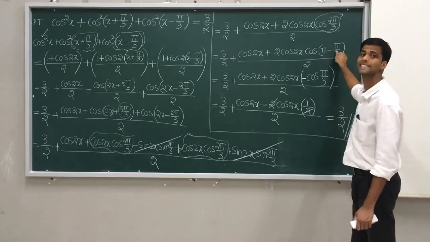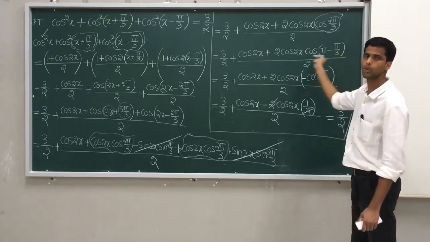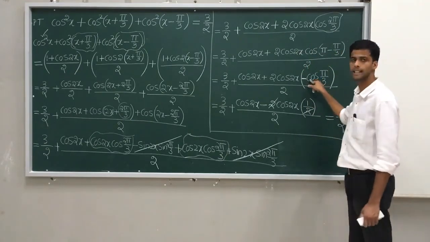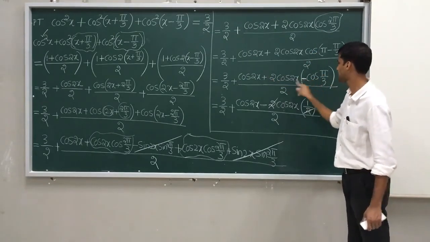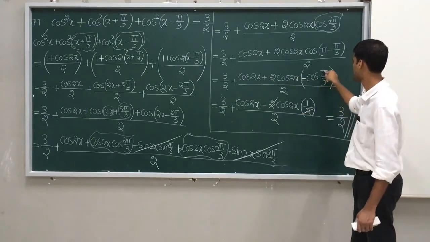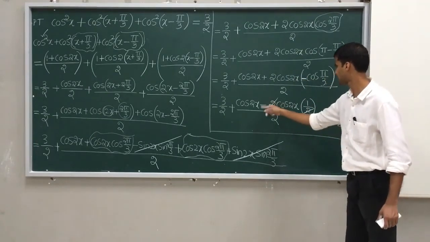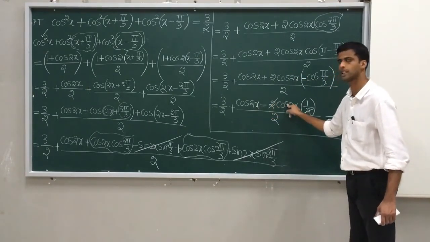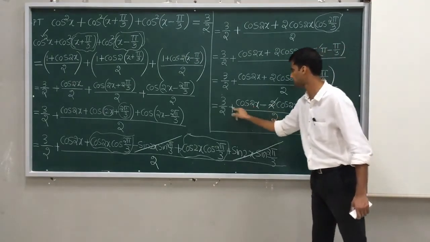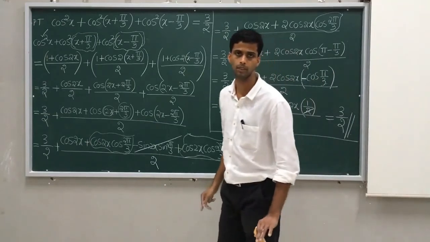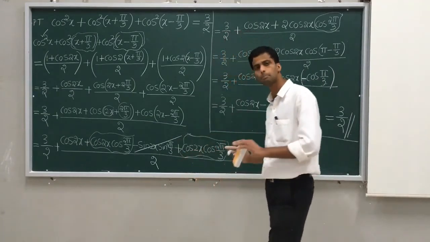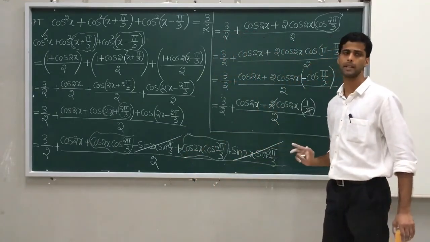180 minus theta means second quadrant. In the second quadrant, according to ASTC, cos is negative. So cos is negative means I wrote negative here. So plus into minus, minus 2 times cos 2x. Cos pi by 3 answer is 1 by 2. The 2 gets cancelled. Cos 2x minus cos 2x is 0. 0 by 2 is 0. 0 plus 3 by 2 is 3 by 2, which is our expectation. So with this, we proved this problem in a systematic way.